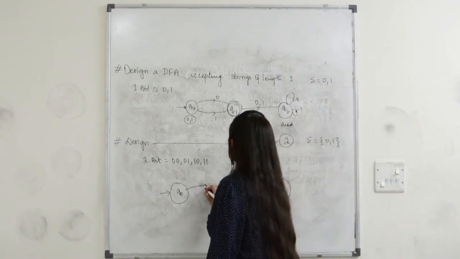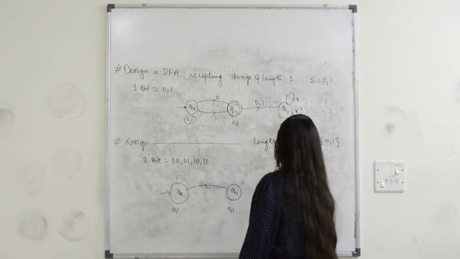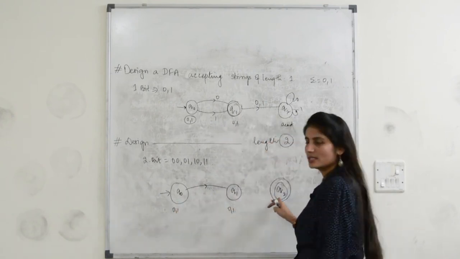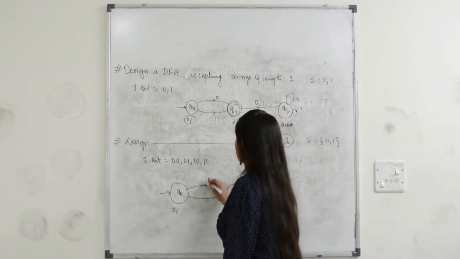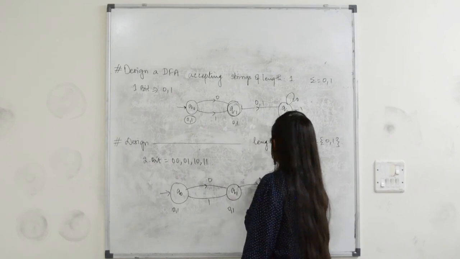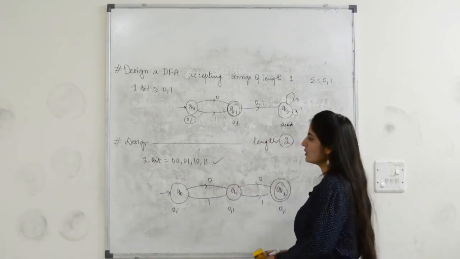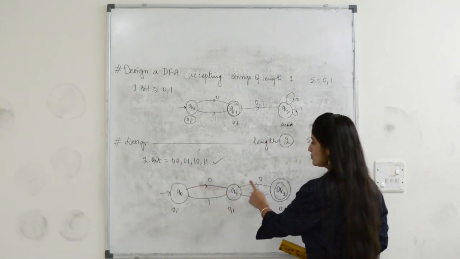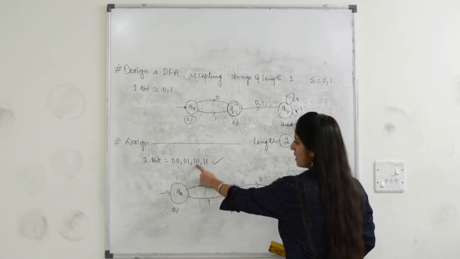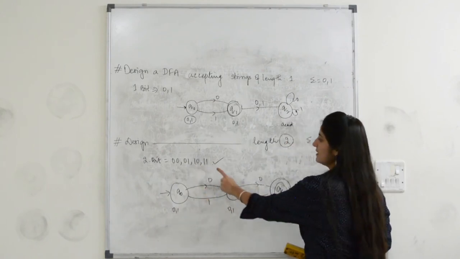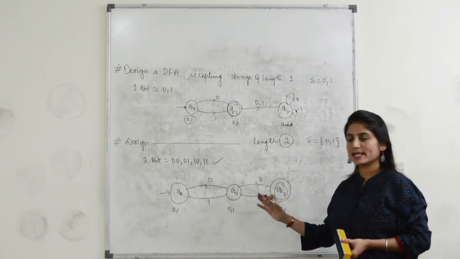Now on these states we have to balance the 0, 1. We have to make the transition for all the given states. For this state I have made the transition for 0, 1 this way. Similarly 0, 1. So if I have to check whether all these strings are accepted or not, see, 0, 0 is accepted, 0, 1 is accepted, 1, 0 is accepted, and 1, 1 is also accepted. So all the 4 strings are accepted.